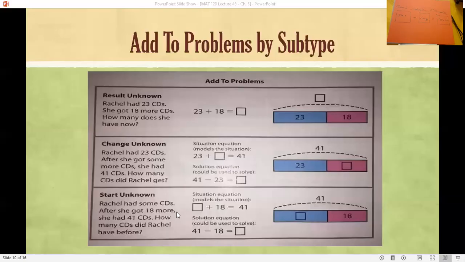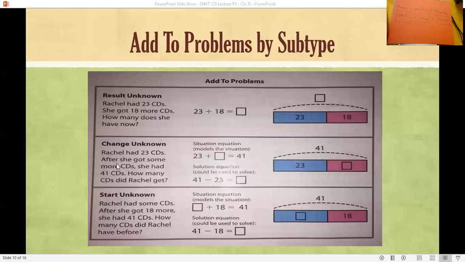So here's a great example of a result unknown. We don't know what the result is. We're asking the child to find the result. Rachel has 23 CDs, and then she got 18 more CDs. How many does she have now? So the structure is 23 plus 18 equals blank, right? And the strip diagram associated with this looks like this here, meaning that I'm showing the two parts, 23 and 18 being put together, and the unknown is signified by a little box up above to show this is what I'm looking for. So this is what we mean by the result unknown.